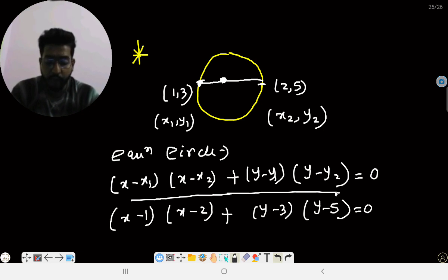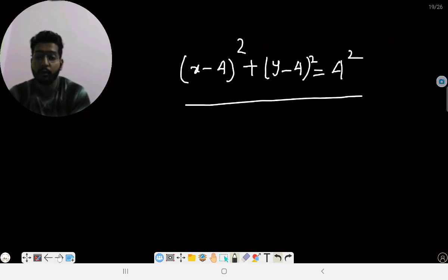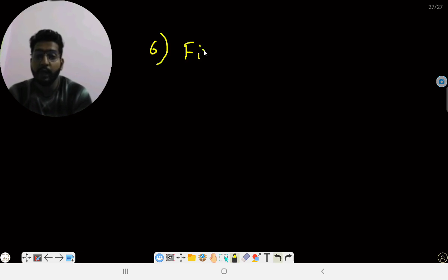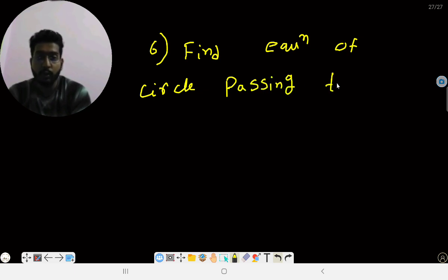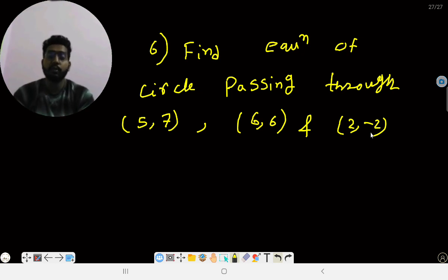Now the next one. This question is very important. This is question number 6. Find the equation of the circle passing through 3 points. The 3 points given are (5, 7), (6, 6) and (2, minus 2). We have to find the equation of a circle which passes through these 3 points.